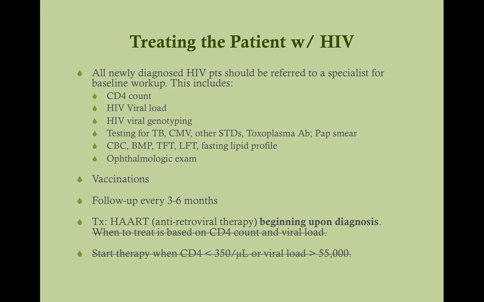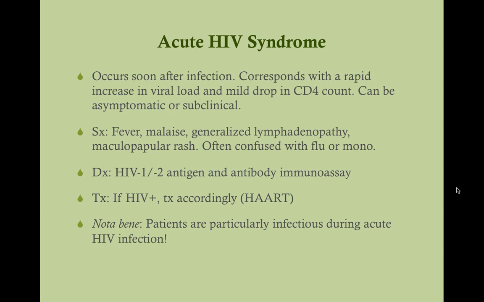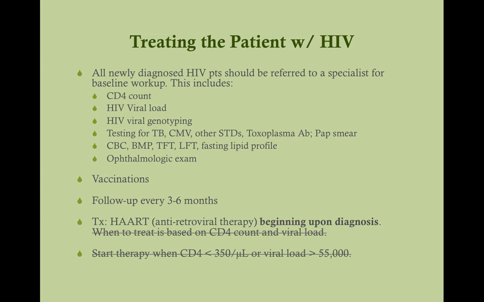When a patient is diagnosed with HIV, ideally you'd like to refer them to a multidisciplinary center where they can see a specialist. However, you should know as a primary that there's a baseline workup that they need. So when you diagnose a patient with HIV and it comes back positive, you need to get a CD4 count, you need to get a viral load count. So that was both of those things here, CD4, viral load. And then you need to get viral genotyping, and this is going to be helpful for you when you start to treat them. And usually this is going to be done by a specialist.